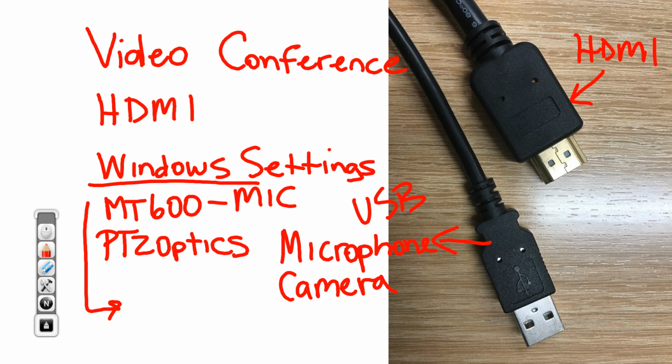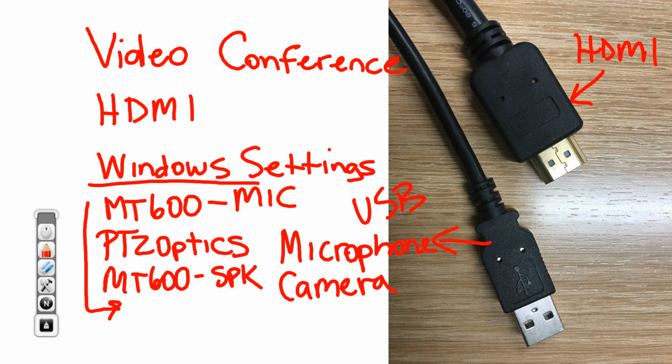But always make sure, particularly if you're having a transmission issue or you see that you don't see yourself in the preview screen of Skype for Business, always make sure that the PTZ Optics camera is activated and the MT600 is activated as well. The MT600 is what you're going to select for both the microphone as well as the speaker for the conference.